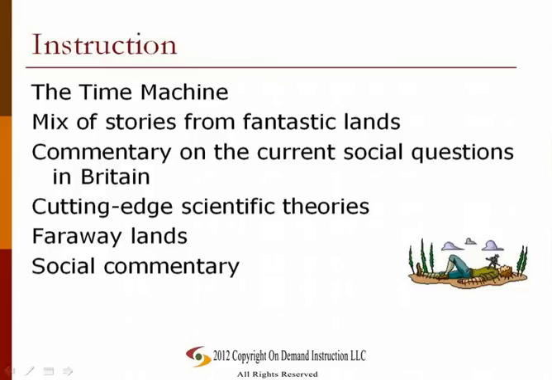Writers draw on source materials quite frequently. For example, H.G. Wells' literary influences for The Time Machine are numerous. The most obvious one being Gulliver's Travels by Jonathan Swift, written a century before The Time Machine. The Time Machine is a mix of stories from fantastic lands, including commentary on the current social questions in Britain. It also included cutting-edge scientific theories. Gulliver's Travels is also about faraway lands and a social commentary at the time of writing.